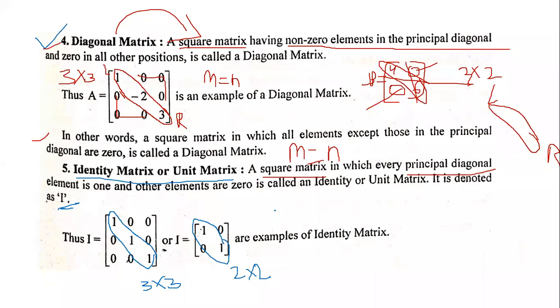Okay, so no confusion between diagonal and identity matrix. In a diagonal matrix, you can have other numbers. Yes, it will be from left to right only. That is the principal diagonal. It should be from here to here. It should be like this only. That is only called the principal diagonal.